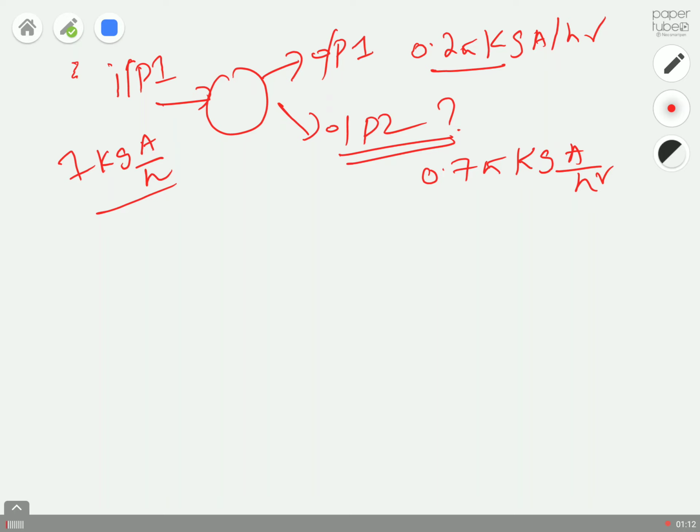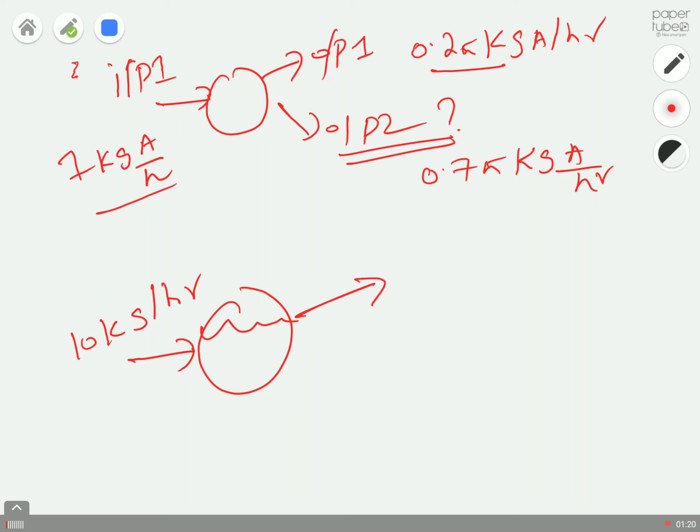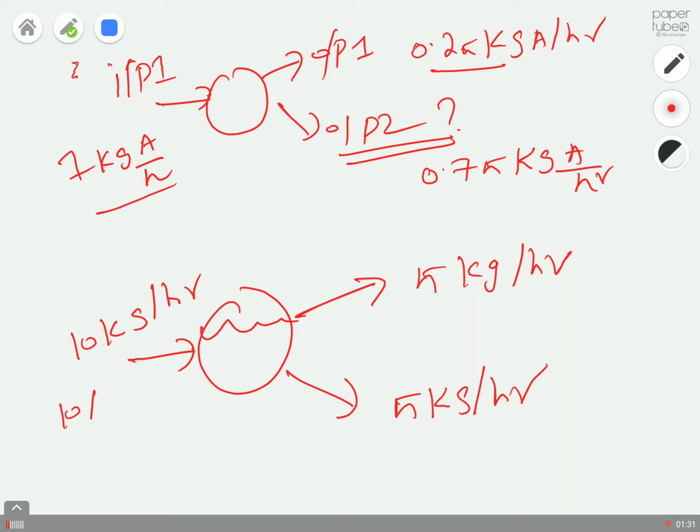So I was exactly solving this problem. You have some system where something is happening. Say your input stream goes at a rate of 10 kg per hour, and your output stream goes at a rate of 5 kg per hour, and another output stream goes at a rate of 5 kg per hour. Say the input stream contains 10% A, and output stream 1 contains 5% A. So what's the percentage of A in the second output stream?